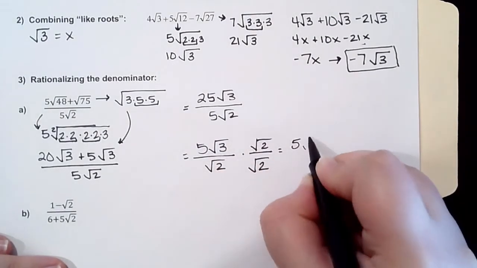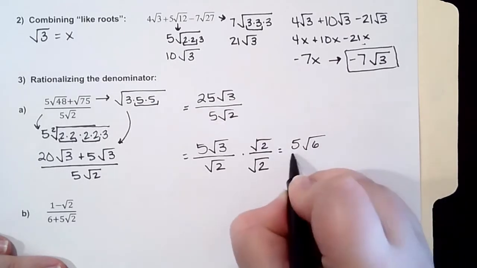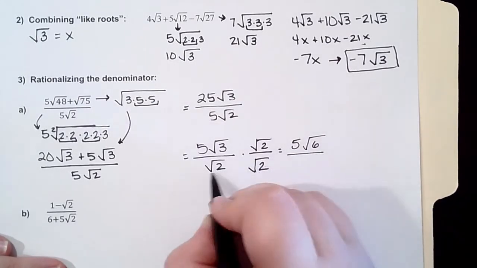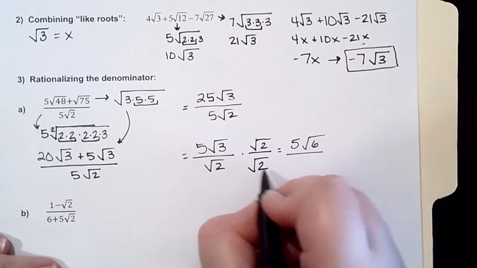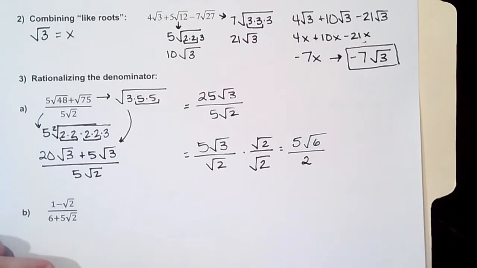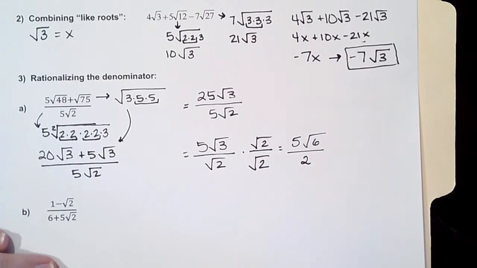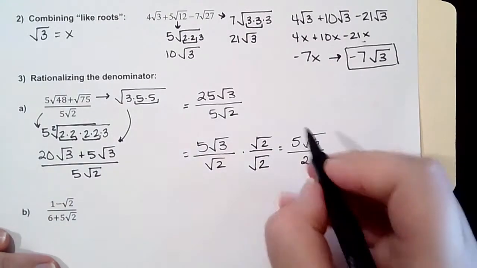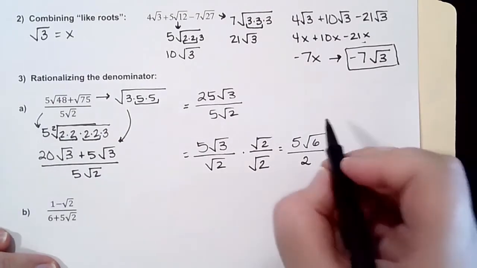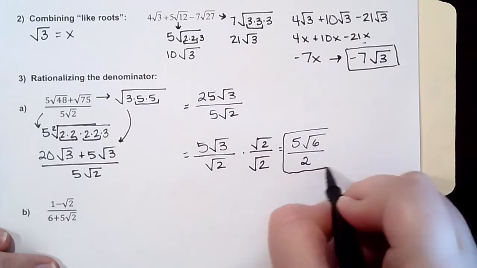So 5 root 6 over square root 2 times square root 2. Anytime you multiply things that are the exact same like that, we get 2. We just get the number that is inside because those essentially cancel each other out. From here, I can't simplify this any further, so this is my final answer.